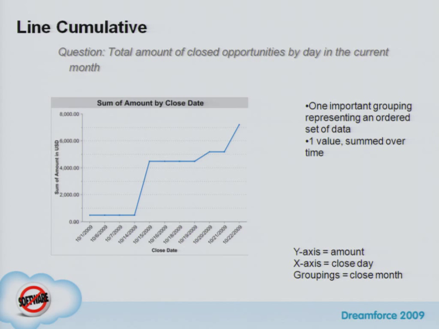So let's talk about line cumulative. The question here, we want to know the total amount of closed opportunities by day in the current month. So here we have one important grouping representing an ordered set of data. We're looking at one value only on this, summed over any period of time. So if we look at the y-axis, that's our dollar amount. The x-axis is the close day. And what are we grouping by here? We're grouping by the closed month.